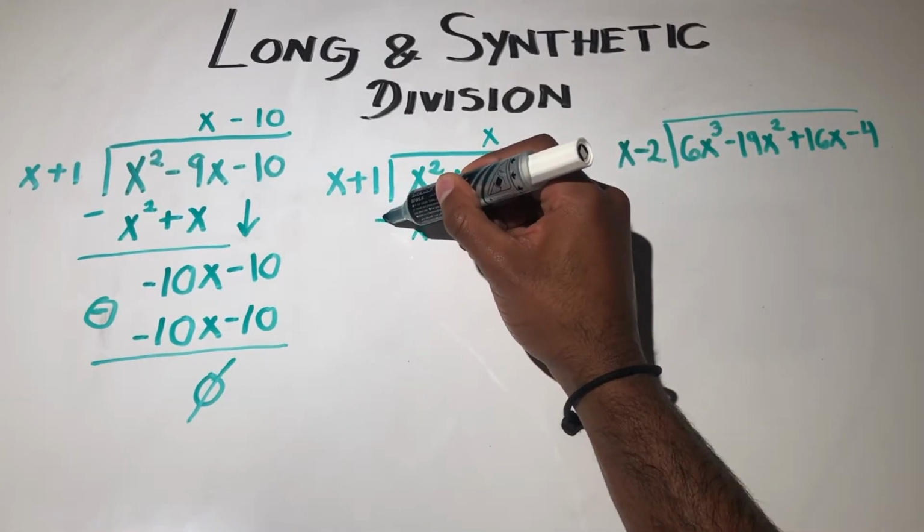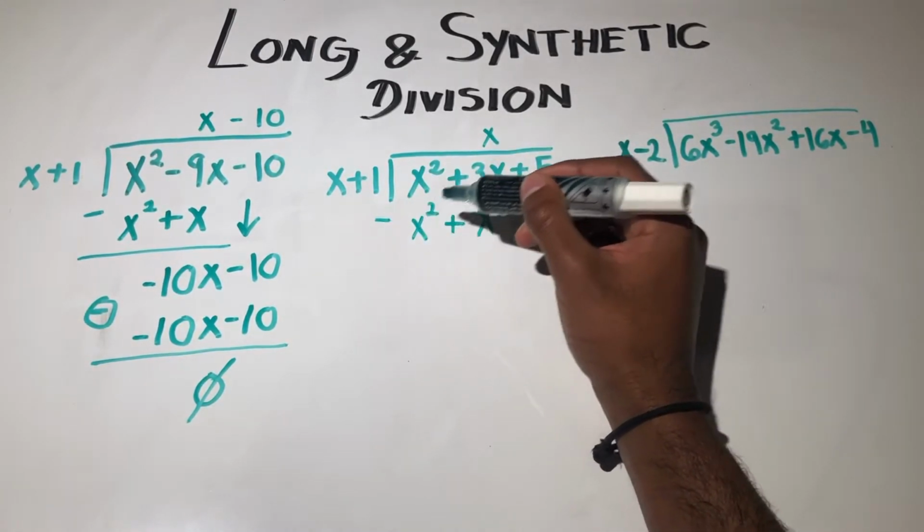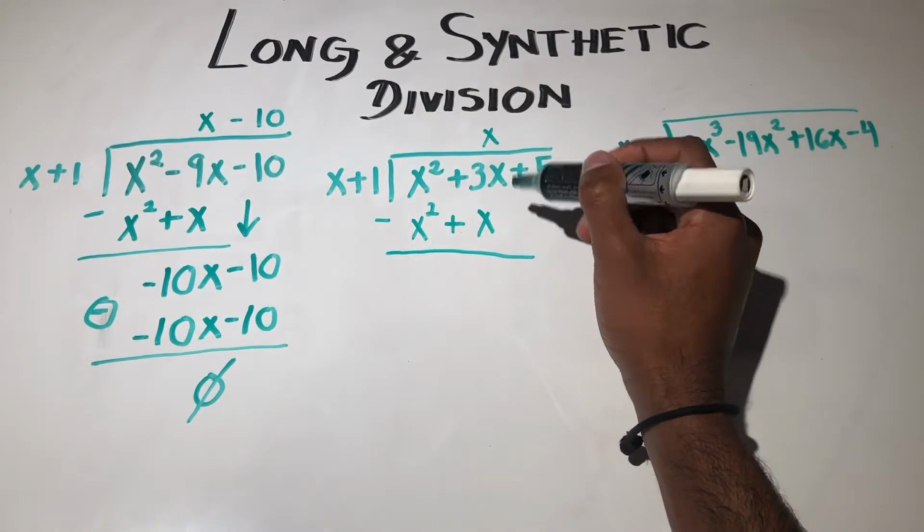Then you're going to subtract. x squared minus x squared, that's just going to give you 0. You don't have to write that.